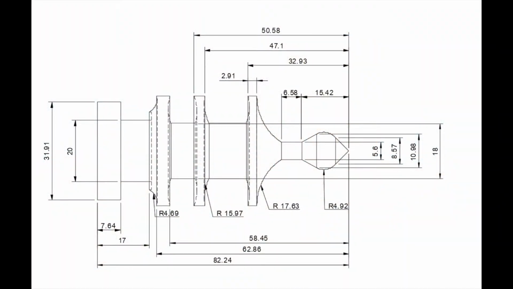In the drawing, we can see that we don't have any grooves shorter than 5 millimeters. That's because we don't want any collisions with the CNC machine.